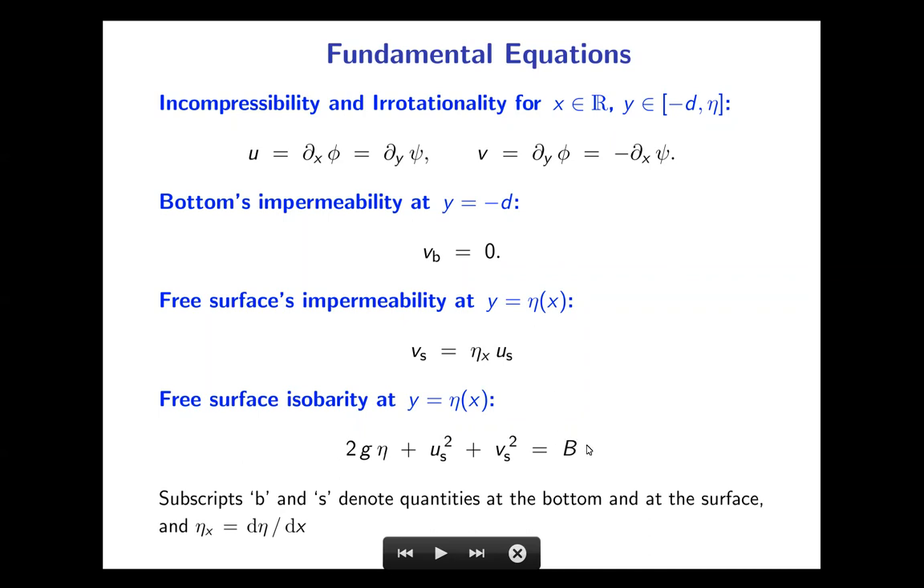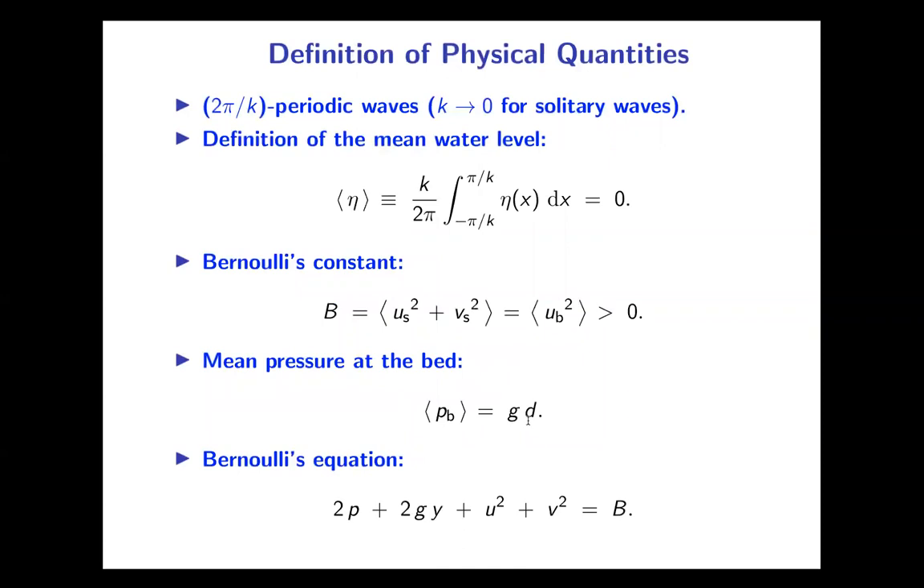So the Bernoulli equation is just a first integral of the Euler equation of motion. And as a general notation, I denote with subscript B, like bottom, the quantity written at the bed, and S, like surface, the quantity written at the free surface. And the subscript X denotes the derivative with respect to X. Okay, so this is our hypothesis. And I have to put some further assumptions.